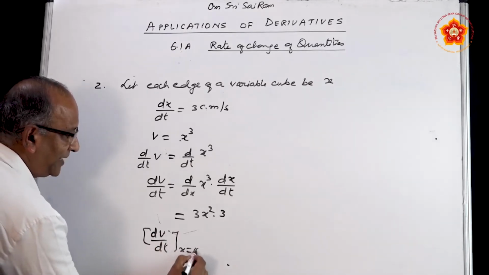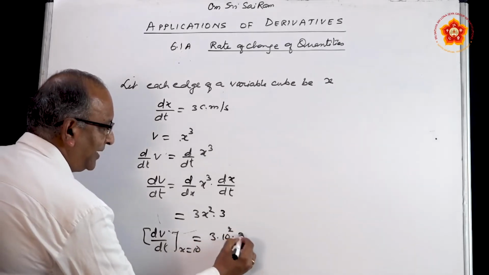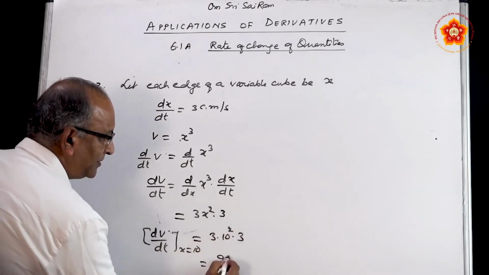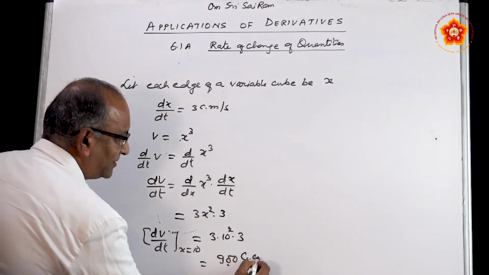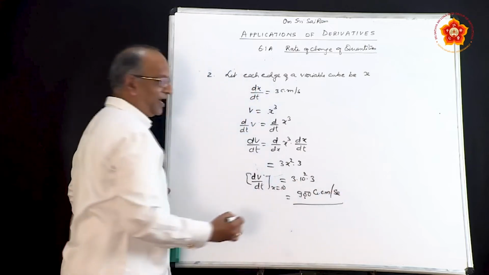x is equal to 10. So, this becomes 3 into 10 square into 3, 900 cubic centimeter per second. This is the answer.